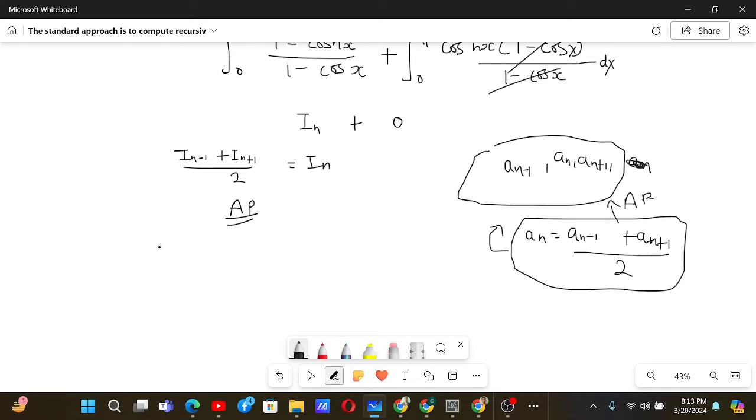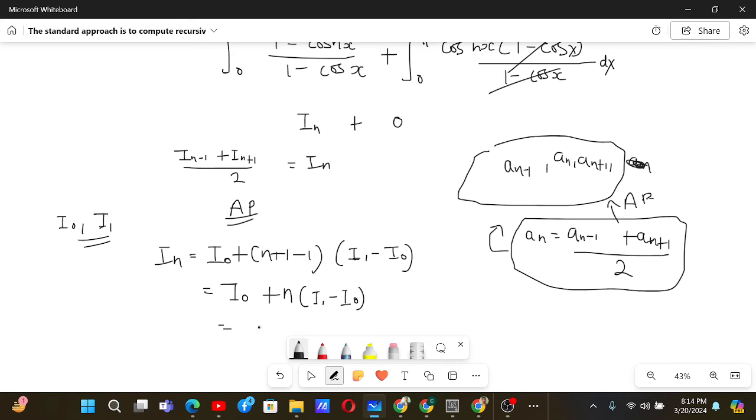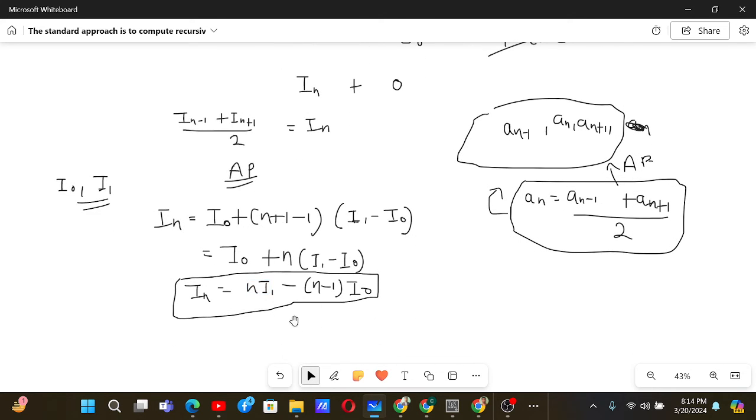So that's why, if we have to find I of n, what we can say is, let's say we have I of 0 and I of 1 with us, the first two terms, because there are 3 variables involved. The formula is a plus n minus 1 d. If I of 0 is the a, this is actually the n plus 1th term, so n plus 1 minus 1, and d is I of 1 minus I of 0. That's why we have I of 0 plus n times I of 1 minus I of 0. So we have n times I of 1 minus n minus 1 times I of 0 as I of n. This is the way for us to get the answer.